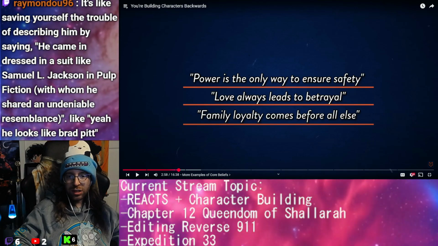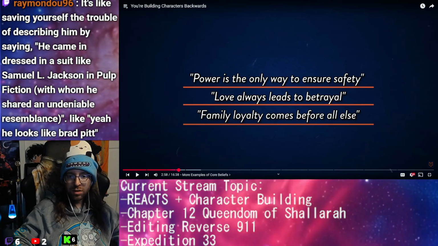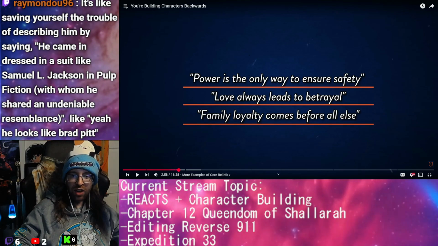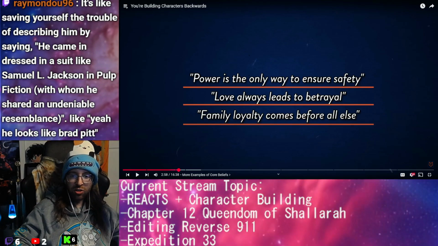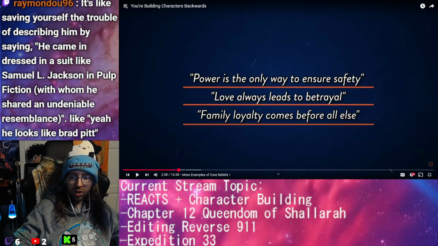The Dursleys are hideous in the Harry Potter series. It's like saving yourself the trouble of describing him by saying, he came in dressed in a suit like Samuel L. Jackson in Pulp Fiction, with whom he shared an undeniable resemblance. Like, yeah, he looks like Brad Pitt.